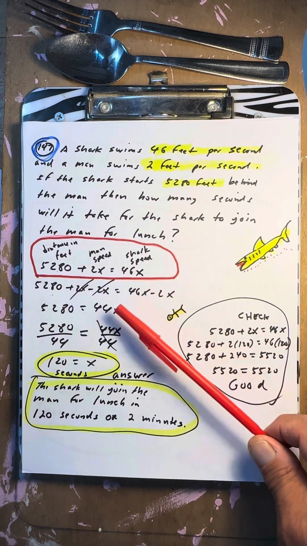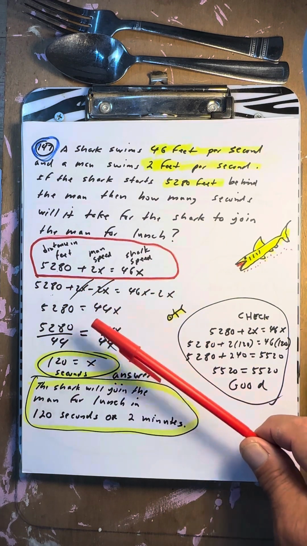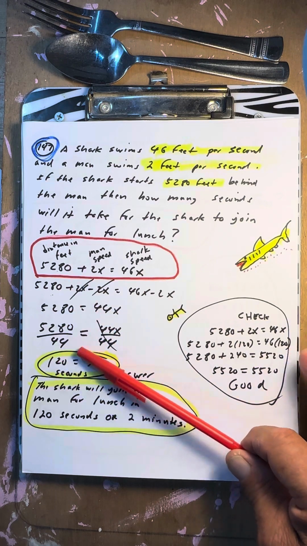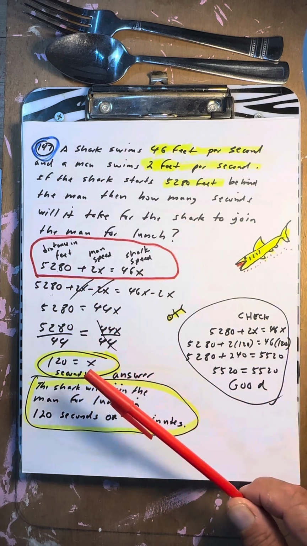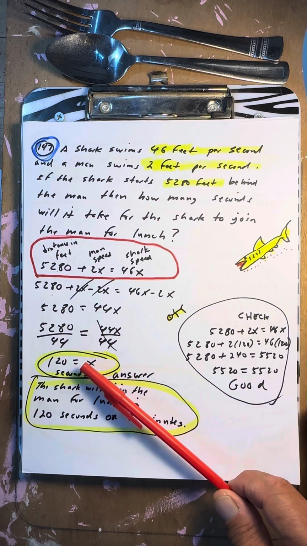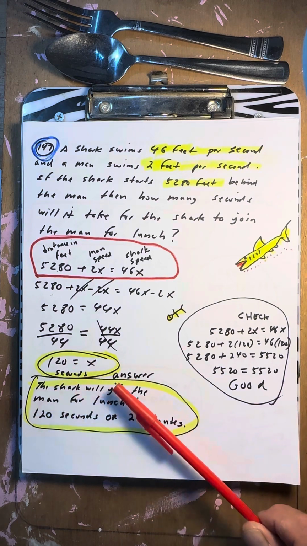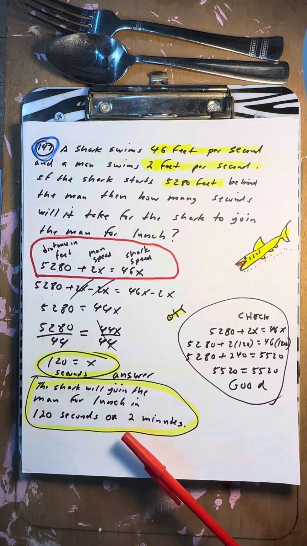Subtract 2x, so 44x equals this. Divide by 44, divide by 44. So x is 120. So in 120 seconds, they should meet. The shark will join the man for lunch in 120 seconds, or in 2 minutes.